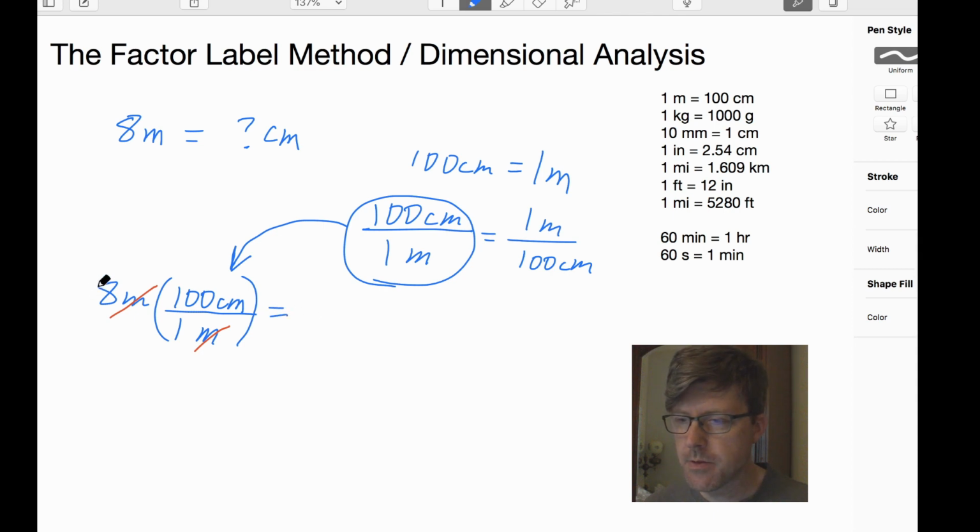So we can cancel that out. And now what we have left is 8 times 100 is 800 centimeters. We've divided by 1, but we don't have to write that. So that's our answer. So you can take the calculator, multiply these numbers, and then write down all the units that didn't get canceled, and that's your answer. More in part 2.